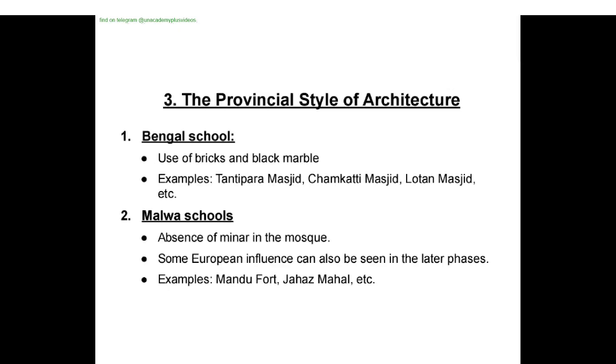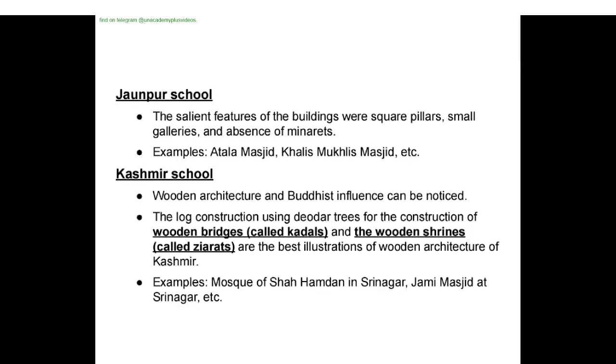The provincial style of architecture. Bengal school: use of bricks and black marble. Examples: Tantipara Masjid, Chamkatti Masjid, and Lotan Masjid. Malwa school: absence of minar in the mosque. Some European influence can also be seen in the later phases. Examples: Mandu Fort, Jahaz Mahal, etc.